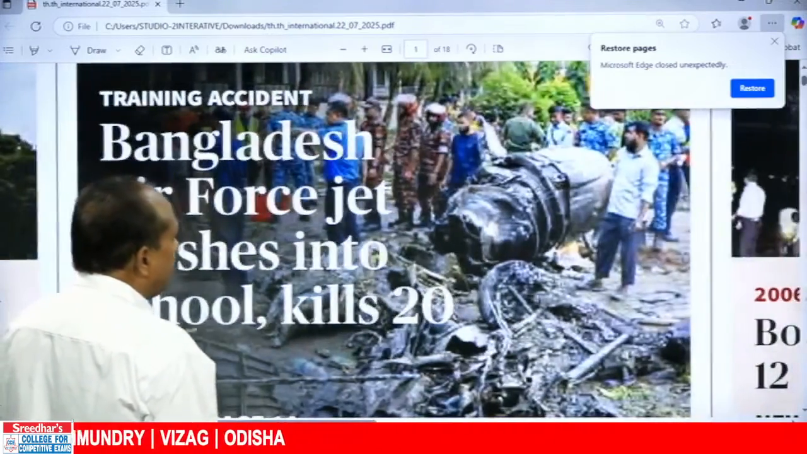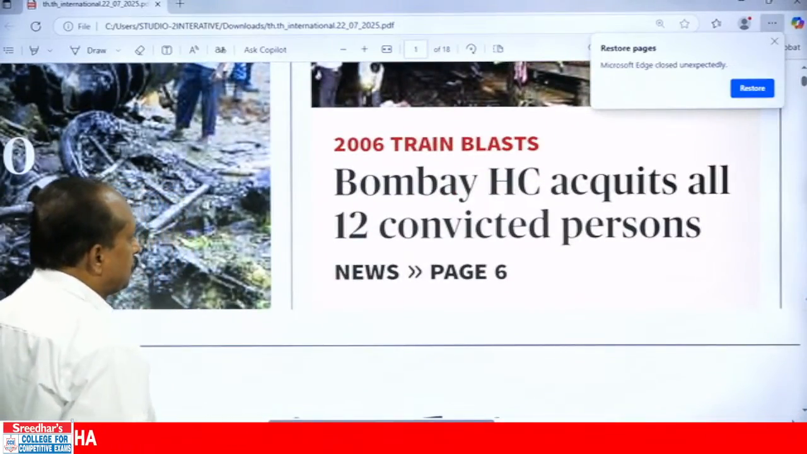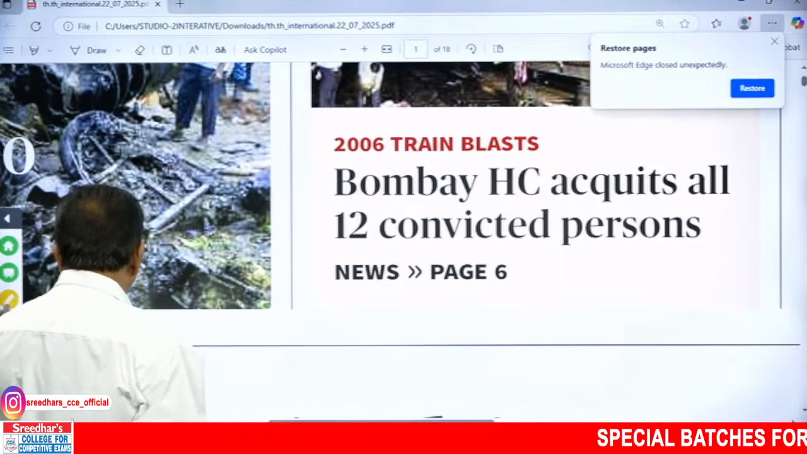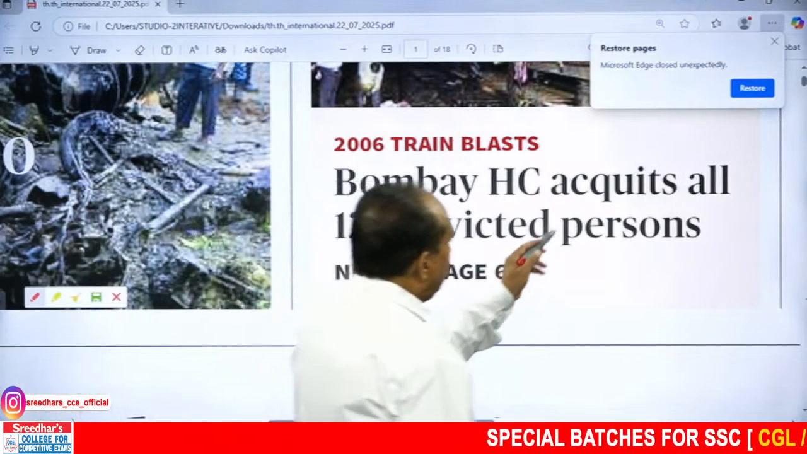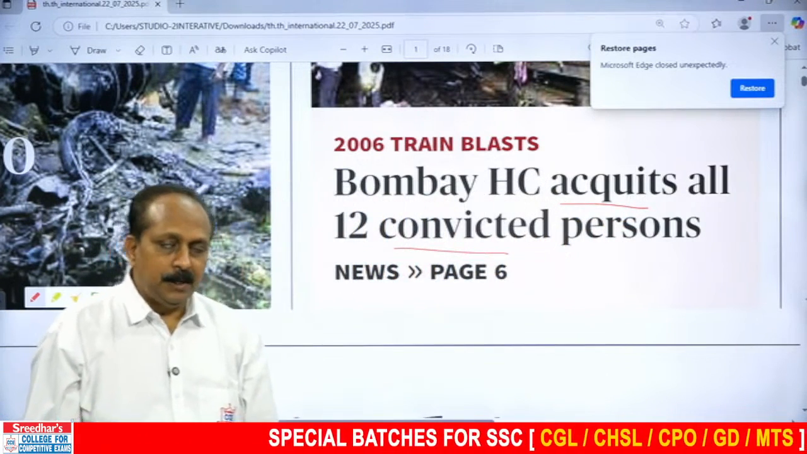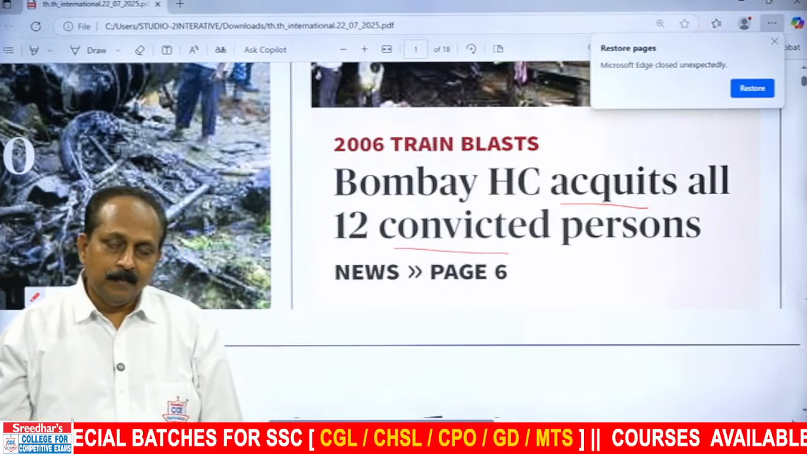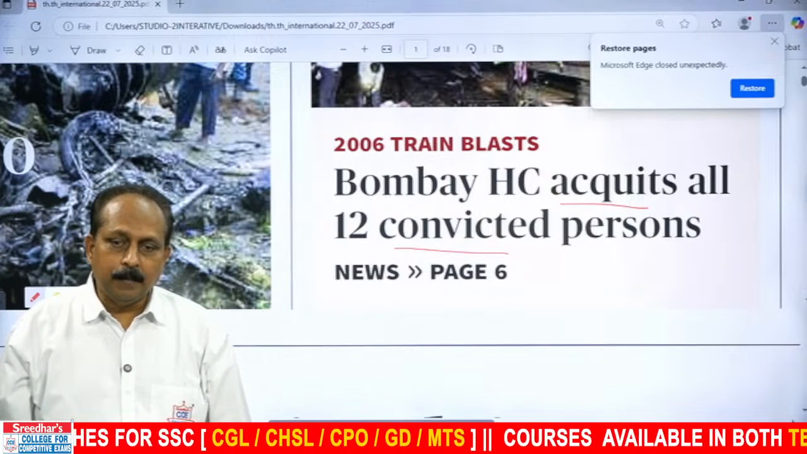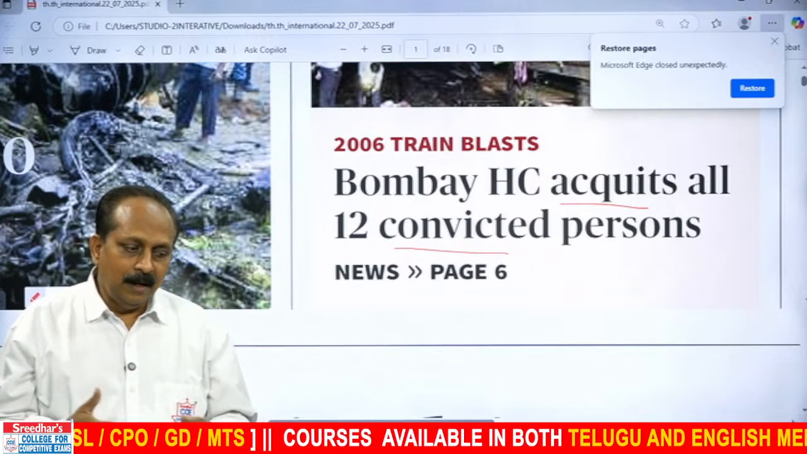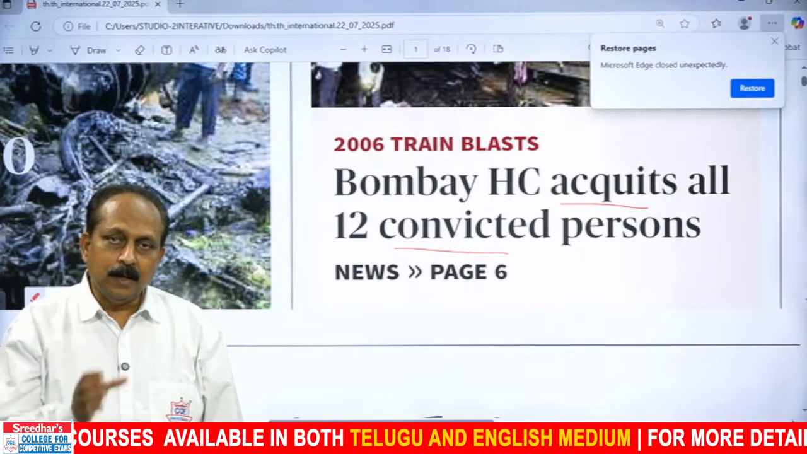Going to the next snippet, 2006 train blasts. Bombay High Court acquits all 12 convicted persons. An important snippet because based on this you can recollect a particular word map. I usually tell students when you learn a lot of words, try to learn with the help of word maps. If you ask me, sir, what are these word maps? Take a theme, religion, or law, legal dimension. Try to write all the related words. That is known as a word map.